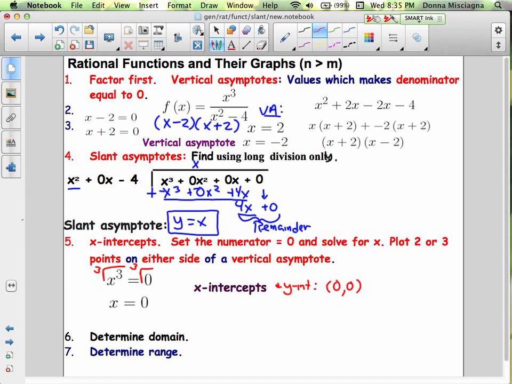Because we have two vertical asymptotes, we need at least 6 more points. We need one on either side and between the vertical asymptotes. And we want 2 or 3. It's going to depend on what our graph looks like. Right? If it's clear with 2, we can use 2. Sometimes we're going to want 3. And we'll determine the domain and range on the other page. All right, so let's find some points and start graphing.